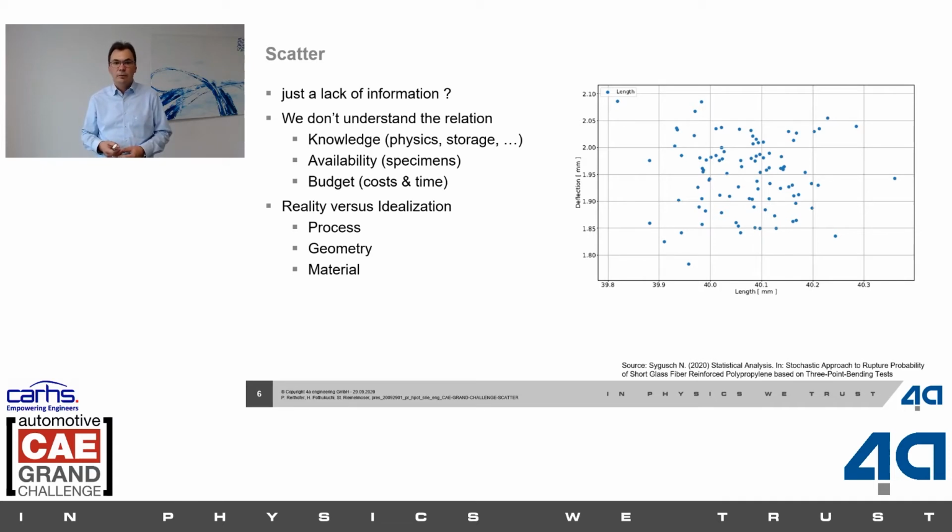to look at it? In the simulation, we always have the situation that we have the reality, which is quite complex, and in the simulation we have the ideal world. And often we don't know about the process, about the real geometry and the real material behavior, because we can't consider that. And that can perhaps be a cause of scatter.